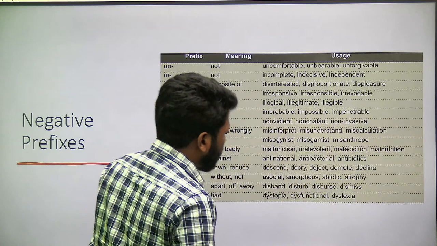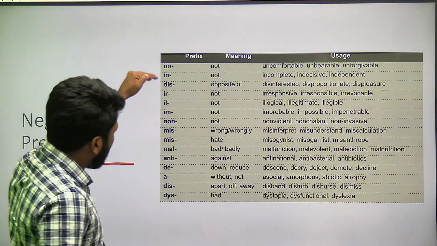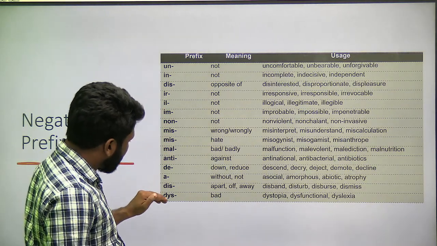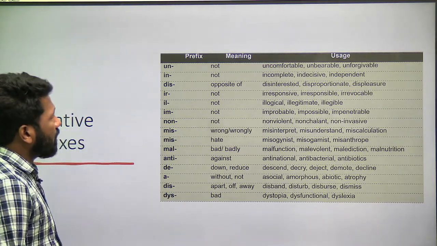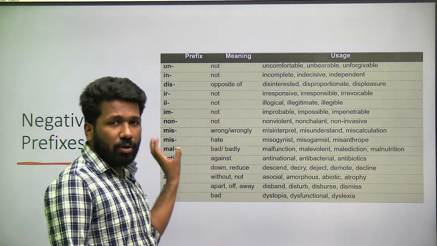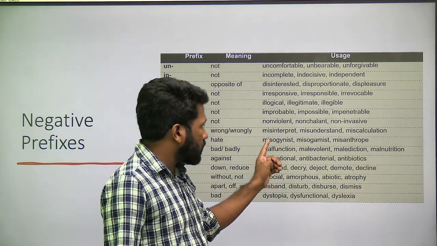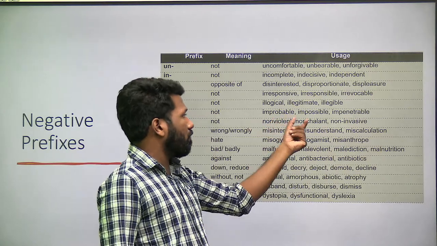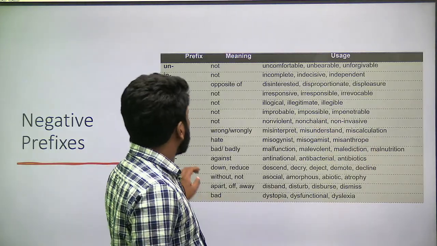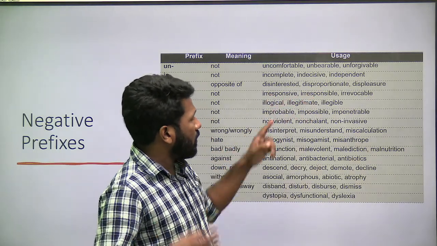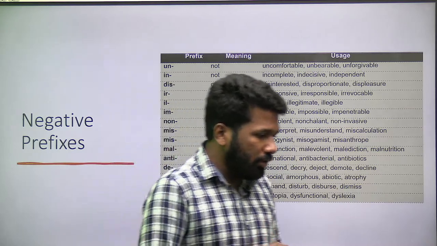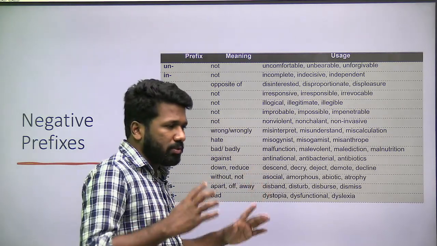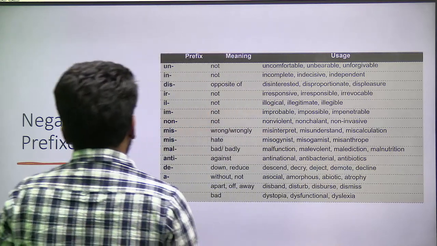Then types of prefixes, to give you a list of prefixes. Un, in, dis, ir, il, im, non, mis, mal, anti, de, a, dis. All these are negative prefixes that denote negative. Like misinformation, misogynist, misanthrope. Then non-violent, nonchalant. Violent opposite, non-violent. Chalant opposite, nonchalant. Irregular, irresponsive. Responsive opposite, irresponsive. Irresponsible. Are you getting? Generally we can say this is to denote antonyms, but not in all cases, but in most cases negative means antonyms itself. So that is negative prefixes.